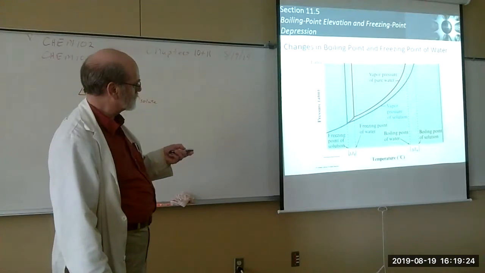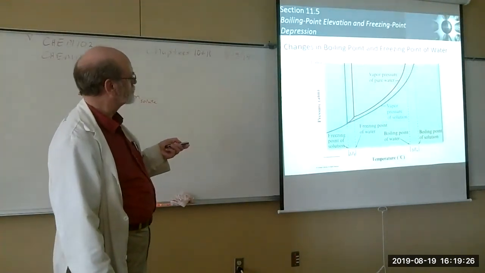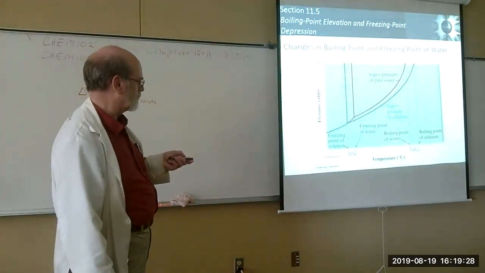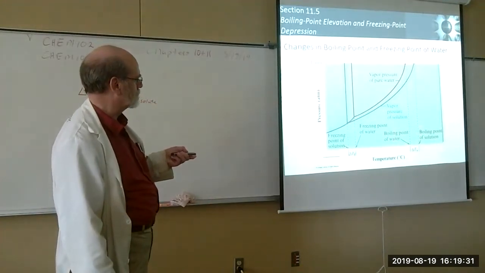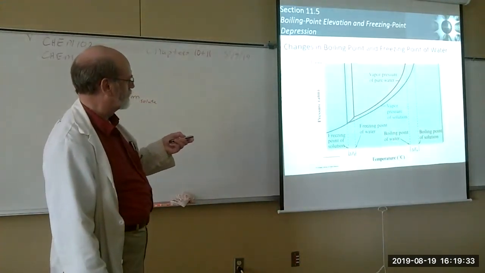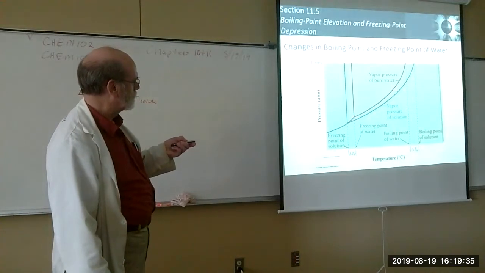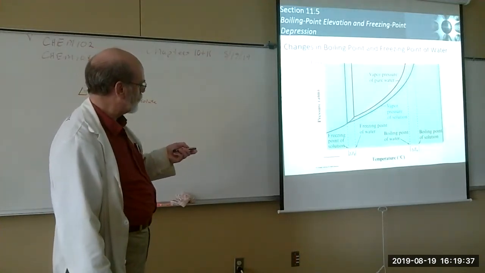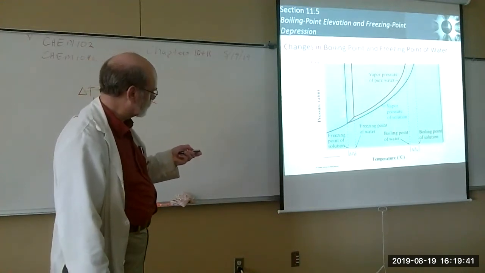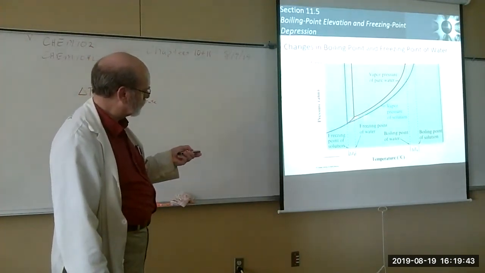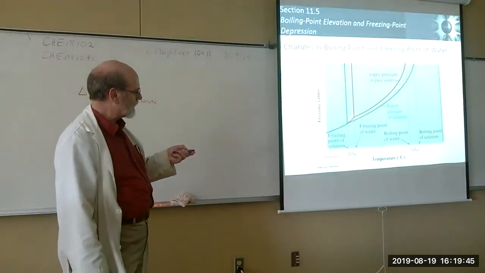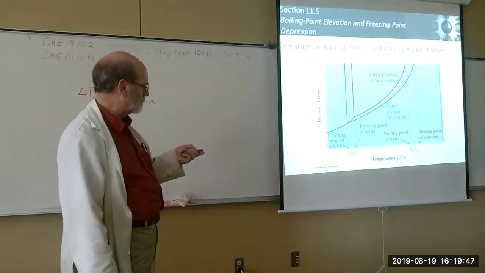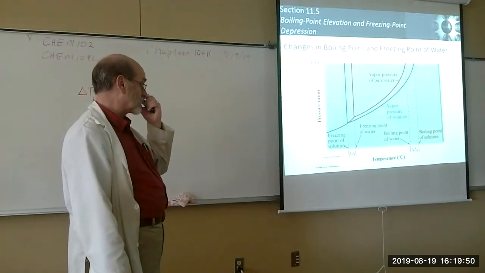Boiling point elevation shifts what direction? Boiling point of water, boiling point of solution. Okay, so we shift this way. The blue is the new, and the red is the old, the pure water. So we shift this one this way, we shift boiling point that way, and it actually changes the triple point as well. It moves it down here to a lower temperature.